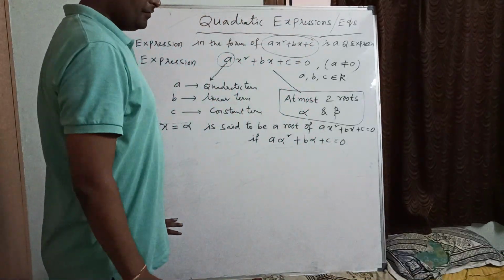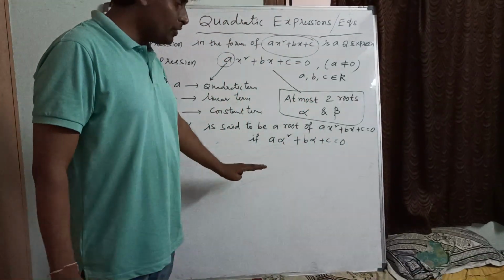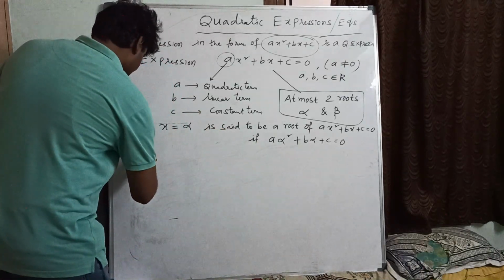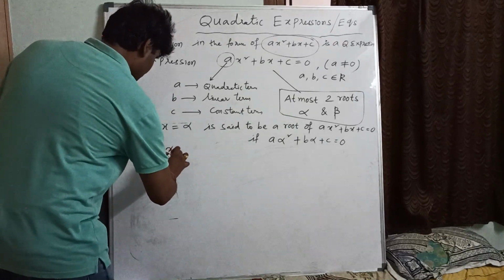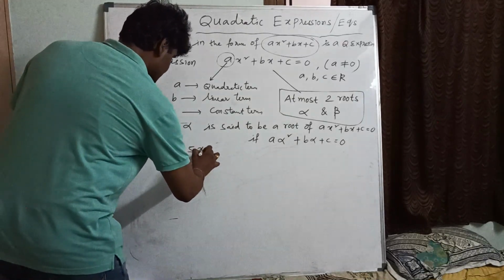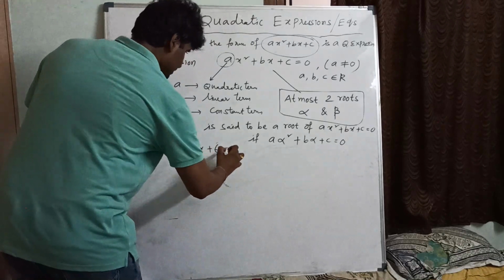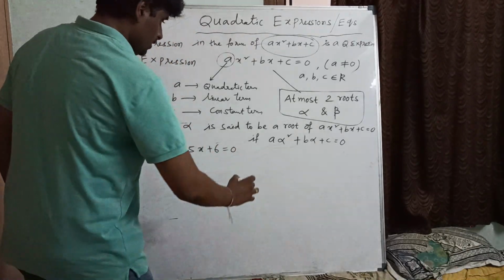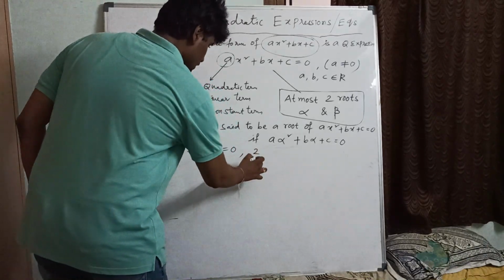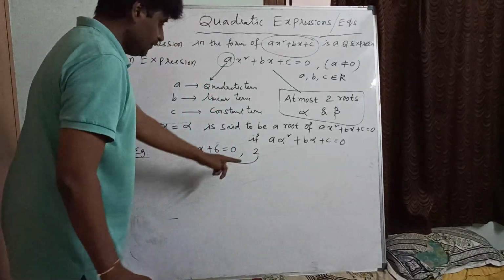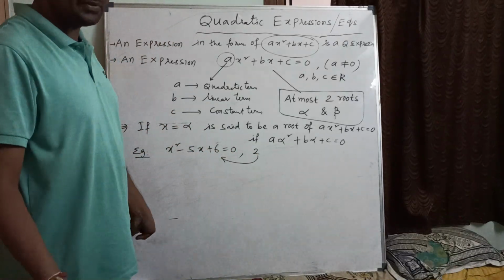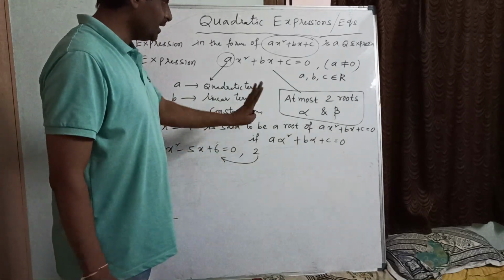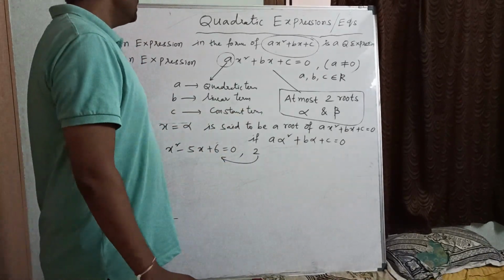It's very easy. For example, let me take an example: x square minus 5x plus 6 equal to 0. Tell me what the roots of this equation are. 2 and 3. Whenever 2 is a root, 2 must satisfy that equation. If you substitute 2 there, we will get 0. It's very easy. This is an example of a quadratic equation.